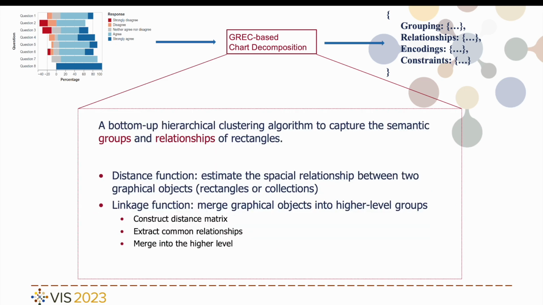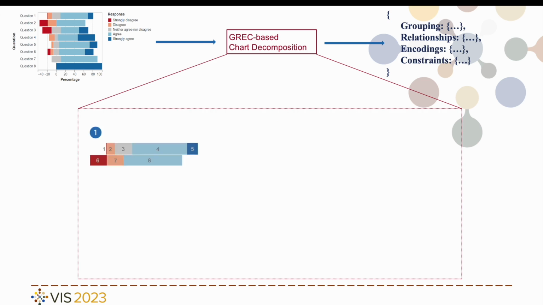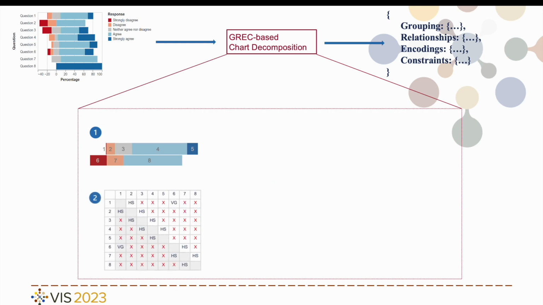Since the grouping and relationships are closely related, we first apply a bottom-up hierarchical clustering algorithm to extract them, where the distance function is defined to capture the spatial relationship between two graphical objects, and a linkage function is designed to iteratively merge graphical objects into higher-level ones. Again, taking a diverging bar chart segment as an example, which has in total 8 rectangles. First, we calculate the symmetric distance matrix, recording the estimated relationships between each pair of rectangles.